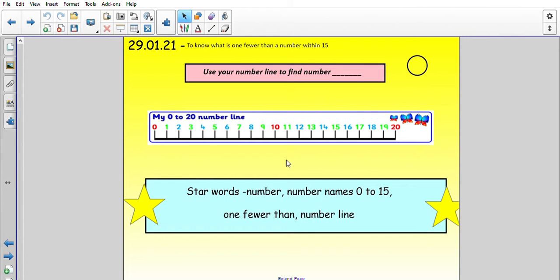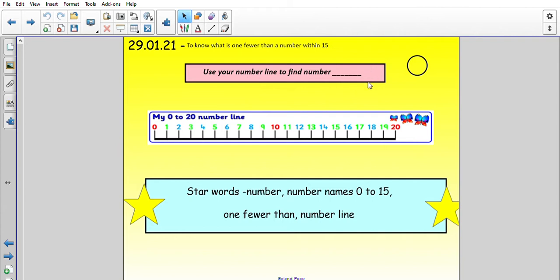So we're going to be finding fewer. As we were counting back there, we were finding one fewer each time, weren't we? And that's our next star word, one fewer than. So we're finding one fewer than. And then number line. And here is our number line. So up here, our first task today, use your number line to find the number.